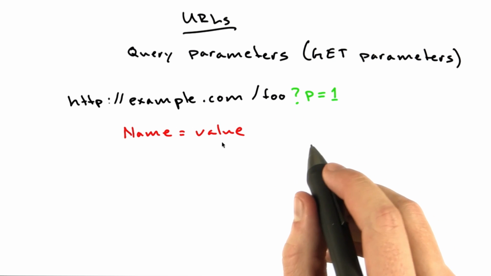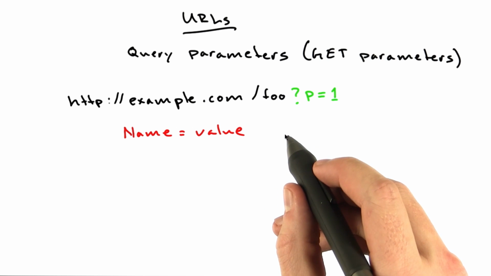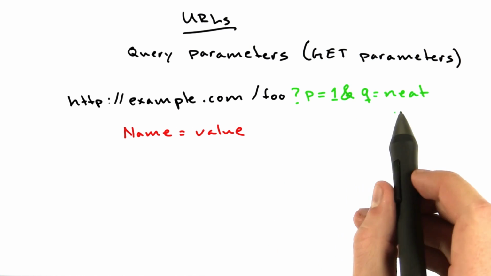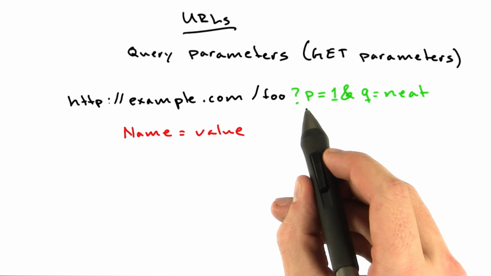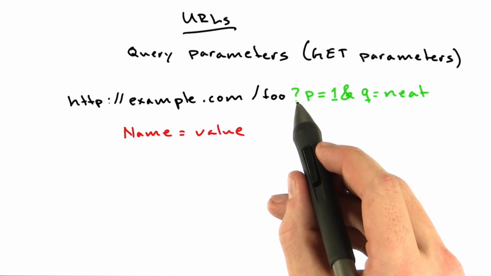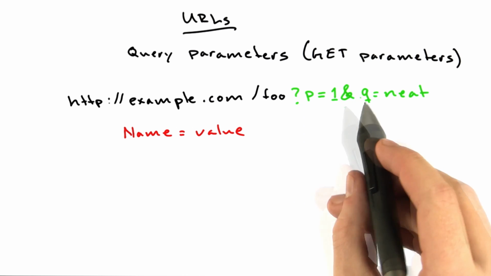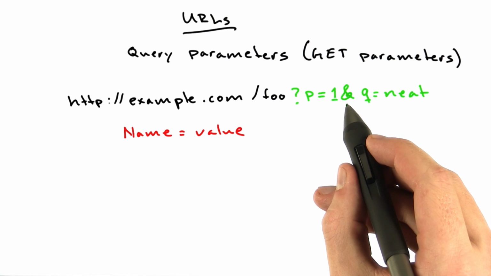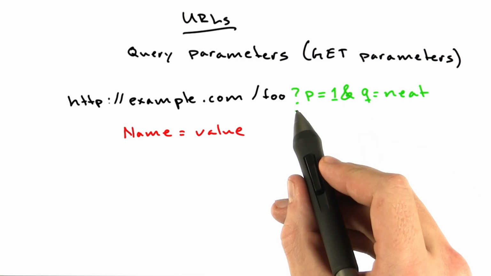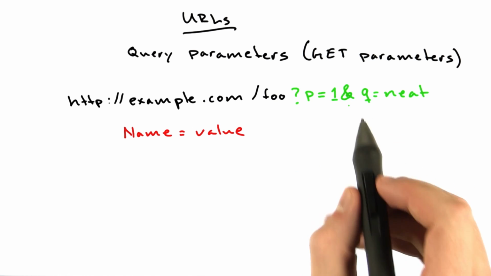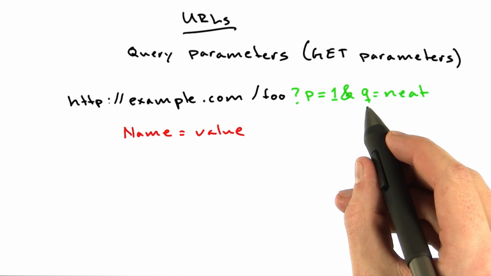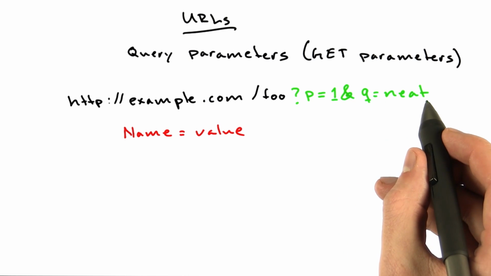We can make this a little bit more complicated by adding more query parameters. Let's do that. We've added a second query parameter. The first query parameter is separated from the URL using a question mark. All of the following parameters are separated from each other using ampersands. The first one gets a question mark, the next one gets an ampersand. In this case, the new parameter is q, and it equals the string neat.